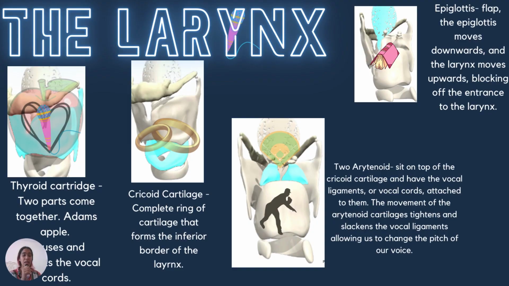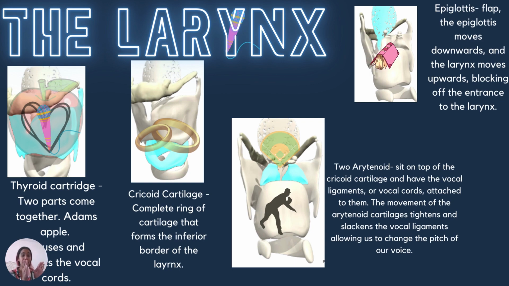Very simple. The larynx. In the larynx, we have the thyroid cartilage, which is also known as the Adam's apple. That's why I put an apple, and it's like the voice box. So I have a little microphone and a little heart because the shape kind of reminds me of a heart. The cricoid cartilage reminds me of the word circle, and that's helpful because it actually is a ring that forms the inferior border of the larynx. So circle, ring, that inferior border of the larynx.